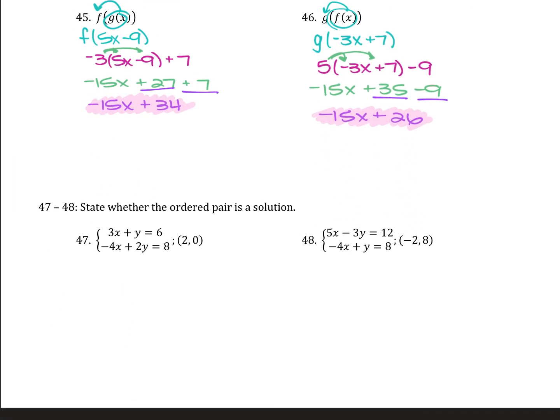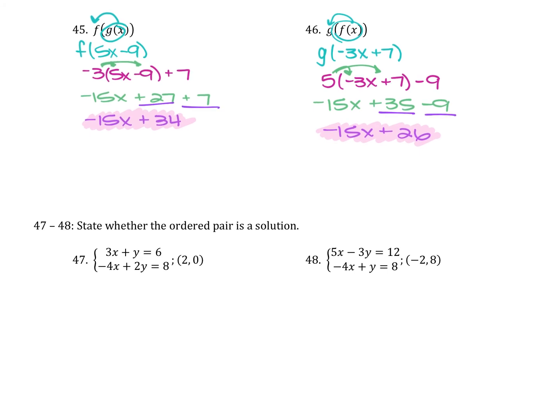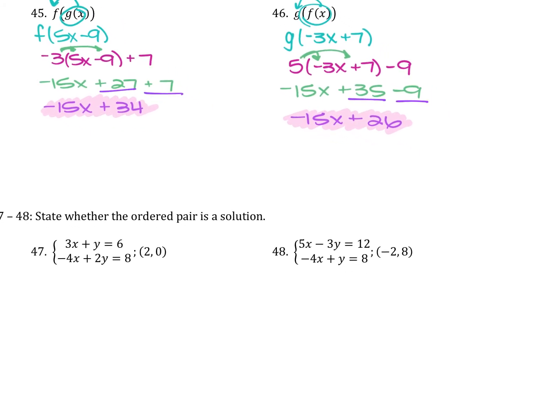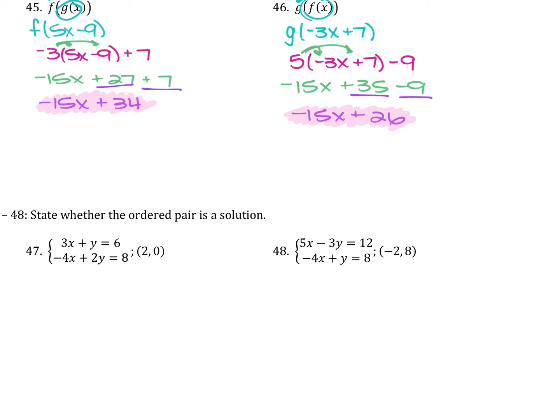For 47 and 48, we're stating whether the ordered pair is a solution. For 47, we're given 3x plus y is equal to 6, and negative 4x plus 2y is equal to 8. The ordered pair we're using is 2, 0. For the 3x, it's going to give us 3 times 2, plus y, that's 0, is equal to 6. For the negative 4, we're going to multiply that by 2, plus 2 times y, which is 0, is equal to 8. We're just going to simplify both of these.